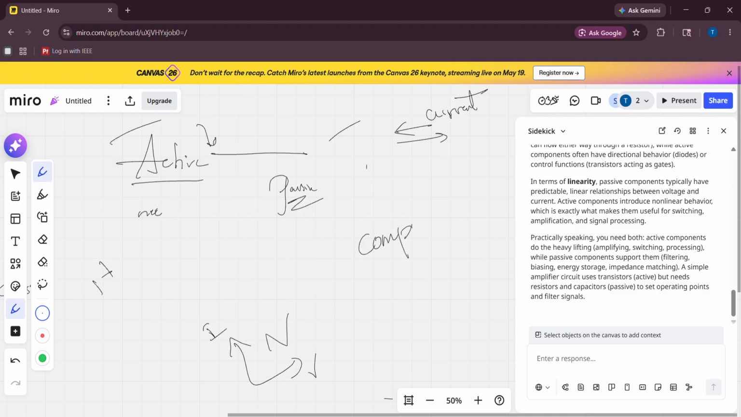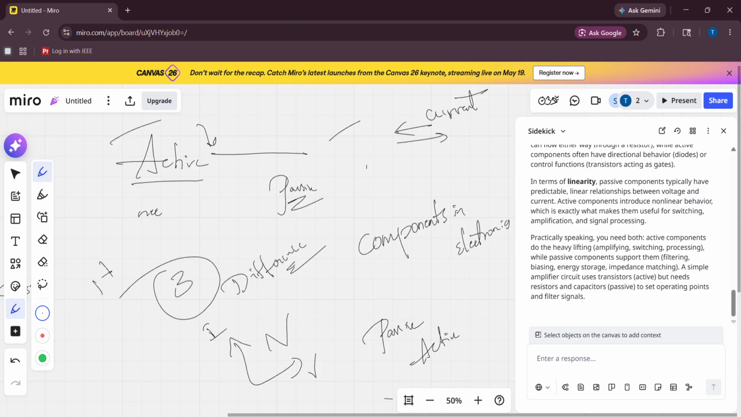So today, what we have discussed: components in electronics, the different types of components. Mostly we prefer passive and active components. We covered the definition of passive and active components, examples of each, and the difference between passive and active components. These three topics we discussed in this video.